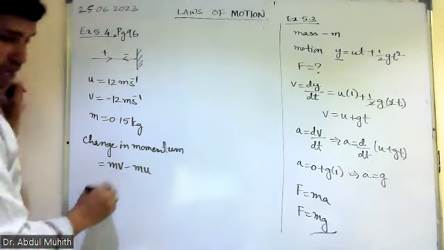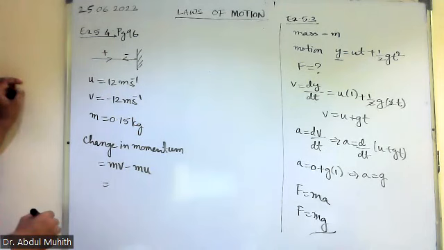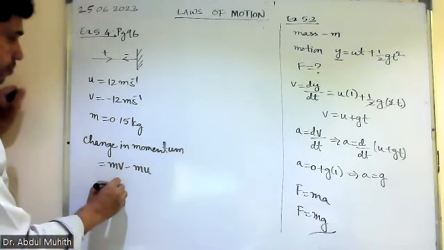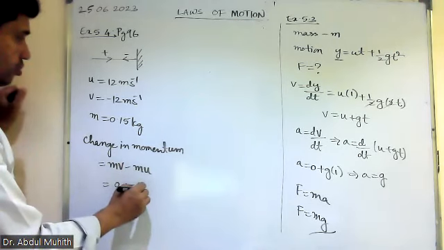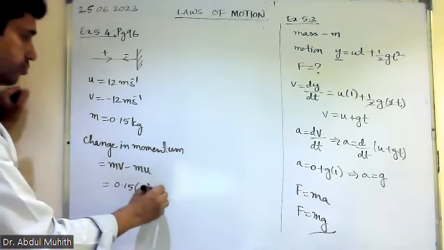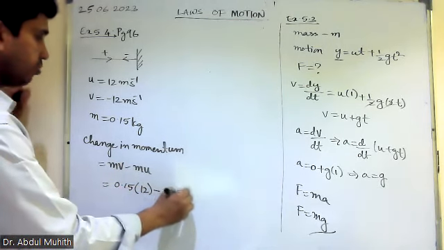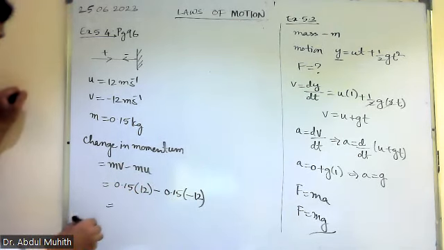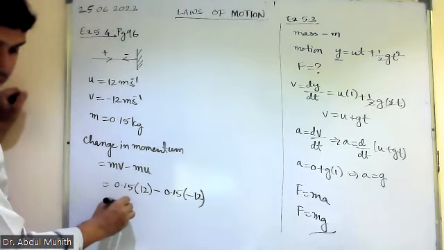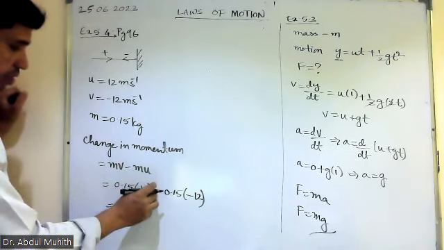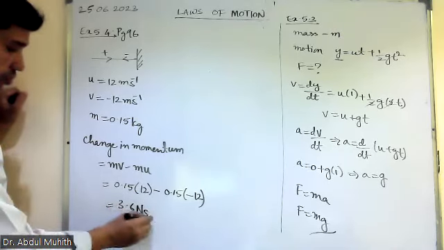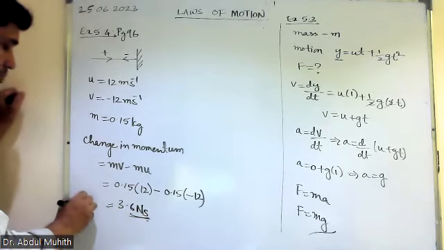Now MV minus MU, for the linear motion of the ball. So MV minus MU equals what? 0.15 into 12 minus 0.15 into minus 12. So that will become 2 times. The minus becomes plus, so therefore it will become 3.6 Newton second. Okay. So this much change in momentum is also known as impulse.